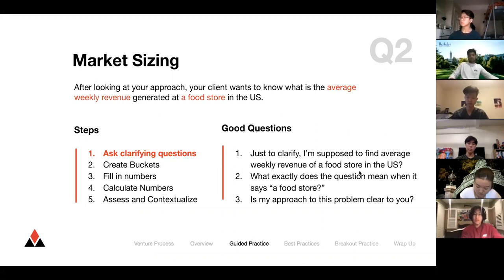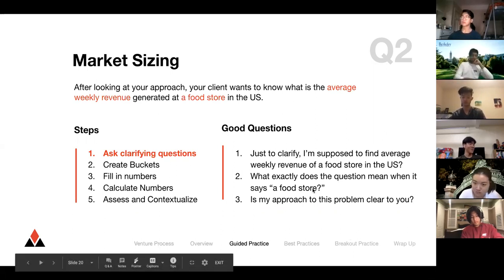For example, you want to confirm the goal. The first question here where you see my cursor is just confirming that you know what the answer is and what the question is, right? We're going to be giving these questions to you orally, so it's really important for you to actually listen to what we're saying and restate it. The second question, really important: what does it mean when we say a food store?